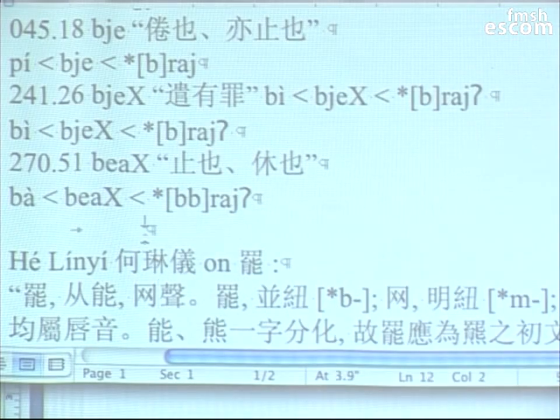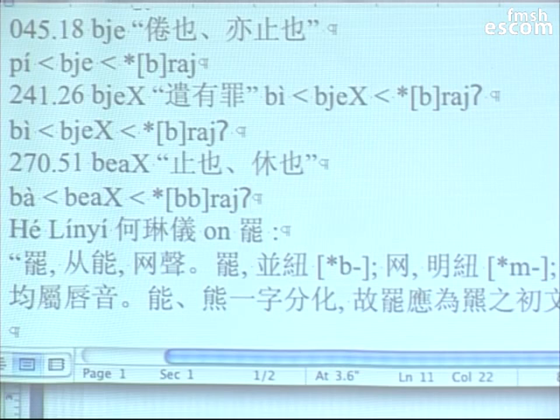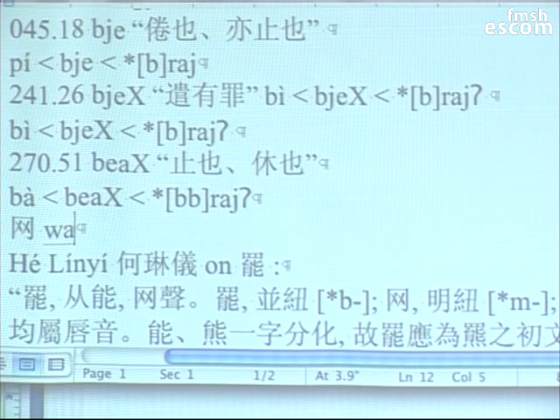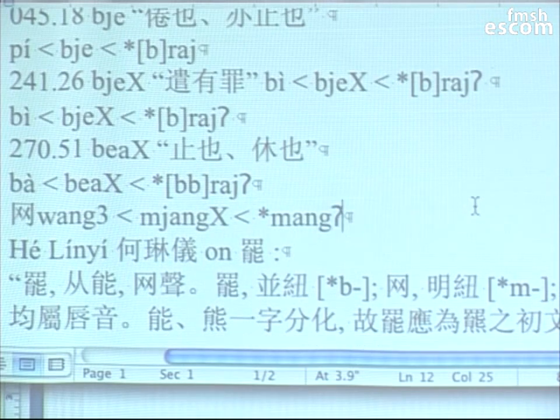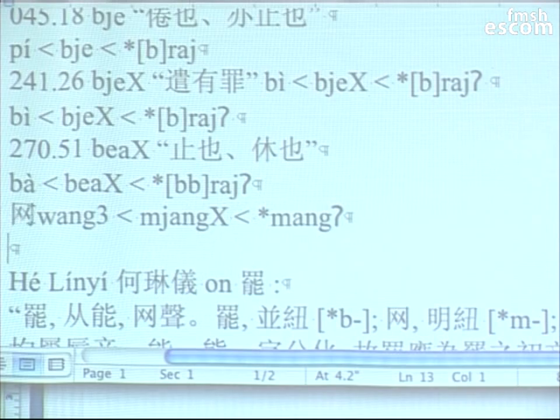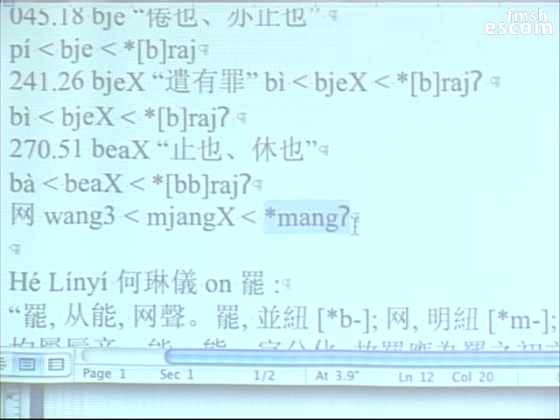Well, you've seen what these are. Let me put wang up here. Okay, so this is wang. I fortunately do have a glottal stop. This is supposed to be a velar nasal. I'm just doing it quickly. So he says that this character, which we reconstruct as mang, is the phonetic in this word, which is pi or bi or ba, right? And whose reconstructions look like that.